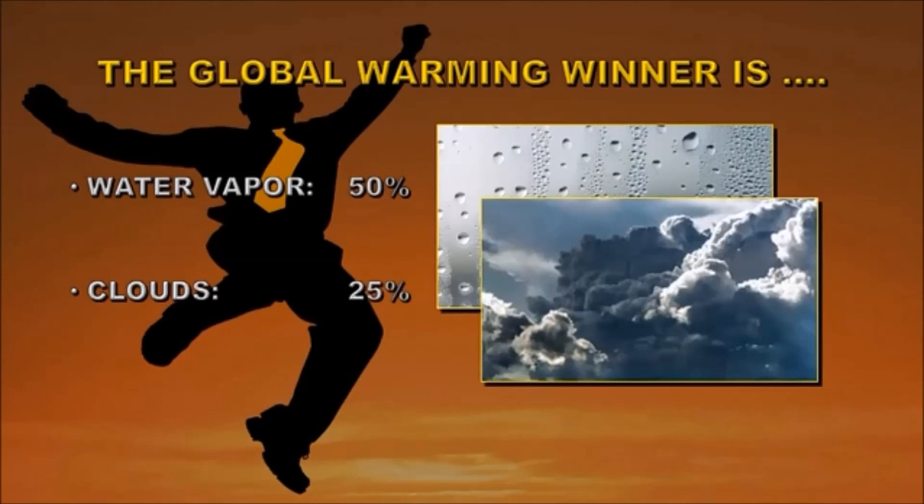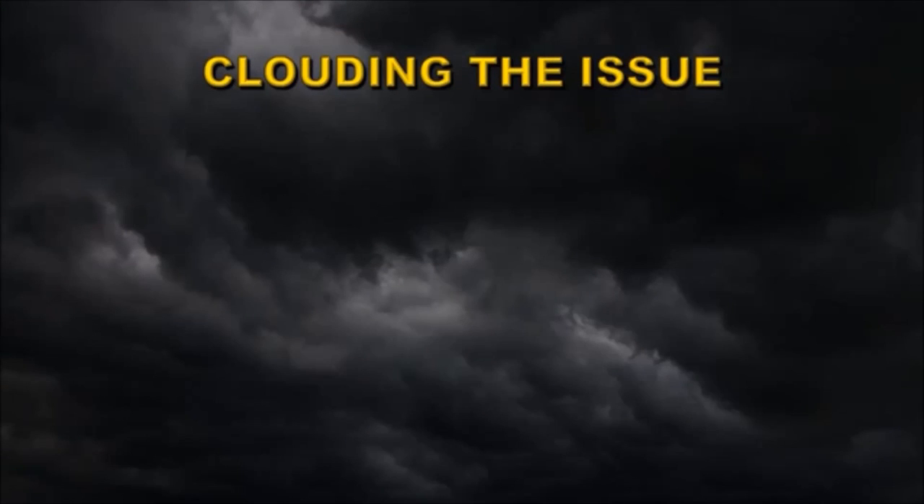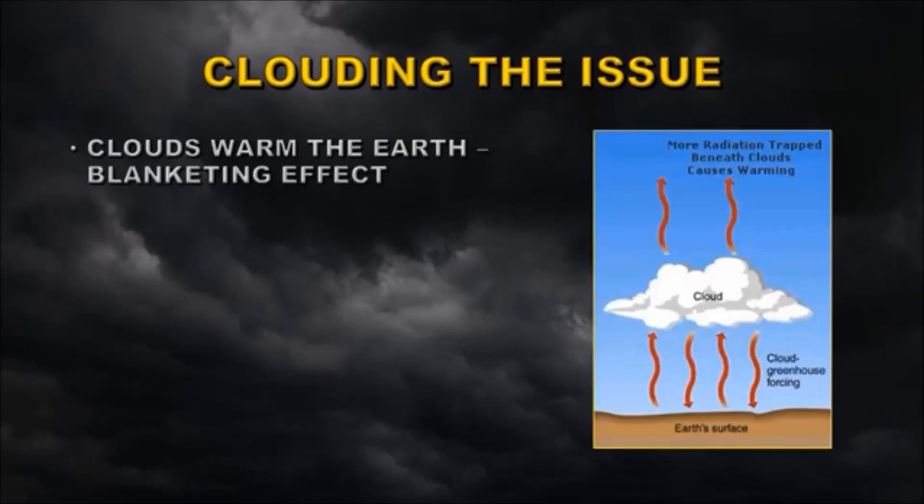Clouds, which you could argue is another form of water vapour, make up another 25%, and all the other greenhouse gases make up the remainder, but that is mostly carbon dioxide. So just from this simply, you would say that it's water vapour that is dominant overall, creating 75% of the effect. However, things aren't that simple. Let's discuss clouds for a while.